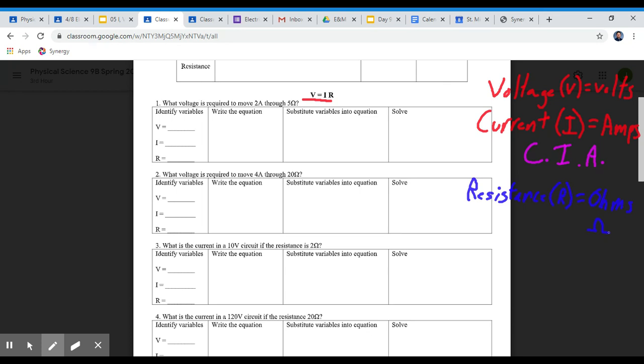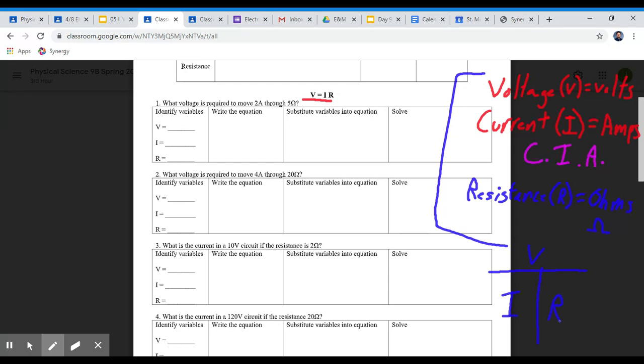Okay, now if you can get this stuff down right here, if you can understand these and be able to look at a problem and identify which variable it is that you're working with, it's going to make these problems 100 times easier. And then the only thing left to do would be to actually figure out which equation you need to use. And in order to do that, I would suggest using your T-chart to help you out with that, where you have V on the top, I on the bottom, and R on the bottom.